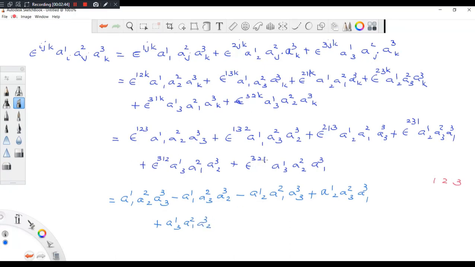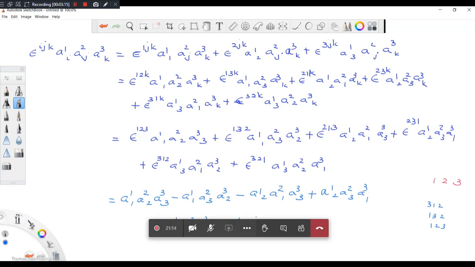3, 1, 2. Okay, so what you can do here is, what are those permutations? You have a 3, 2. So first I can make 2 and 1, so 3, 1, 2 will come. Okay, then you can make 3 and this one, so 1, 3, 2 will come. Then once more 1, 2, 3 will come. So 3 times. So it is minus. Okay, A13, A22, and A31.